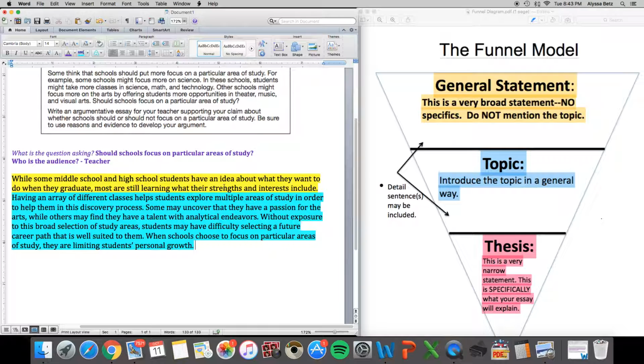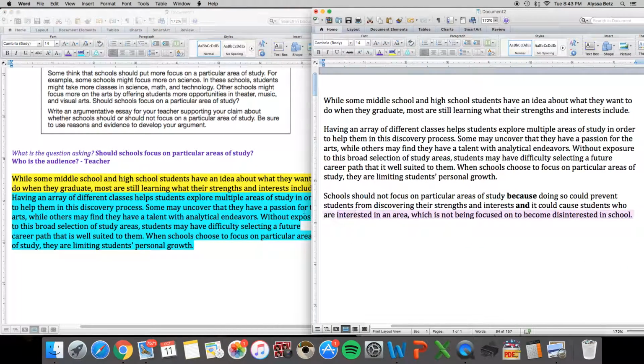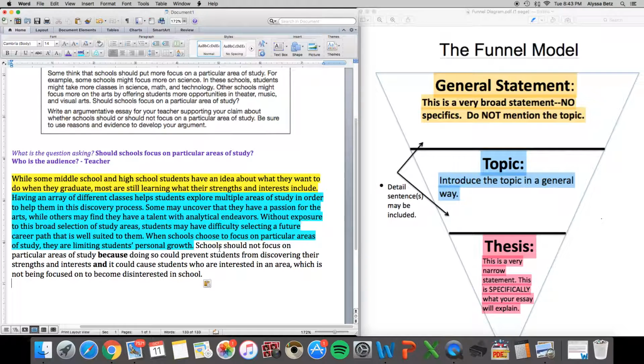So after I have my general statement and then I bring it into the actual topic, I'm going to construct a thesis. And a thesis statement is going to be you specifically stating your side of the argument and then giving 2 to 3 reasons why that is your side of the argument. So now that I've talked about the topic and I've kind of hinted at my side of the argument, I'm going to specifically state what side of the argument I'm on and 2 to 3 reasons why that is my side of the argument. So for this, I wrote my thesis statement.